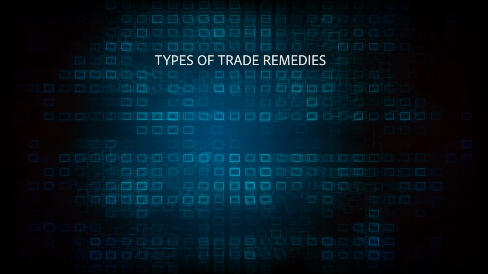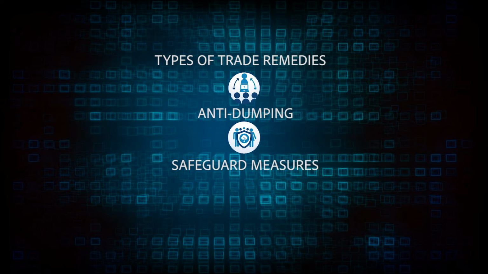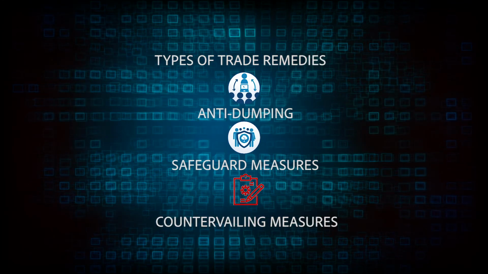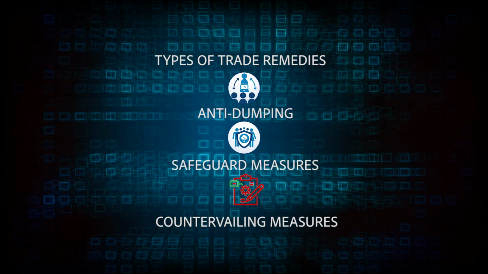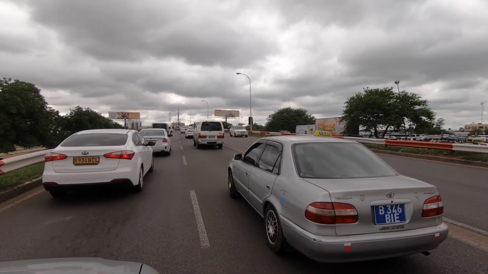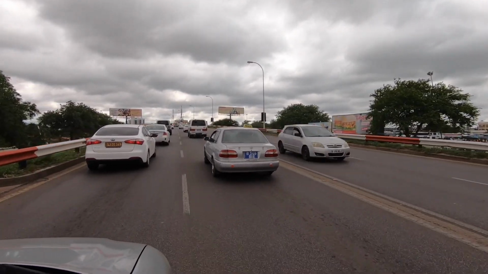These are the three types of trade remedies referred to earlier: dumping, safeguards, and countervailing measures. These are serious issues that affect the economy of either a country or the economy of a customs union. This is why when you take such measures, they have to be done in a transparent manner, because it may lead to dispute between trading partners.